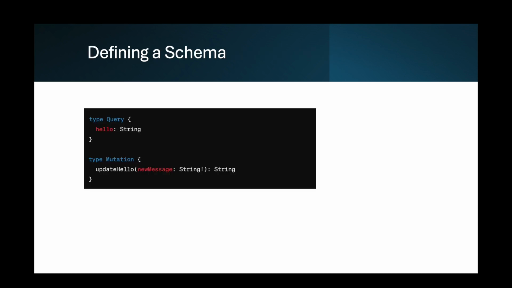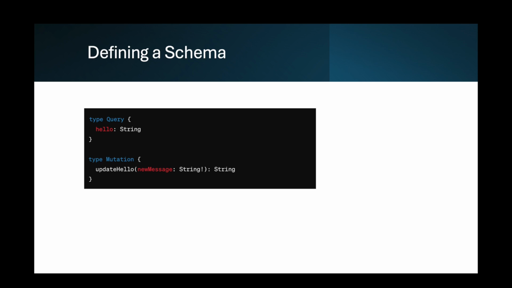So let's go over defining a particular schema. How do we define a particular schema? The GraphQL schema defines the types and operations supported by your API, including the available fields, their types, and the relationships between them. The schema serves as a contract between the client and server, specifying how clients can interact with the API.